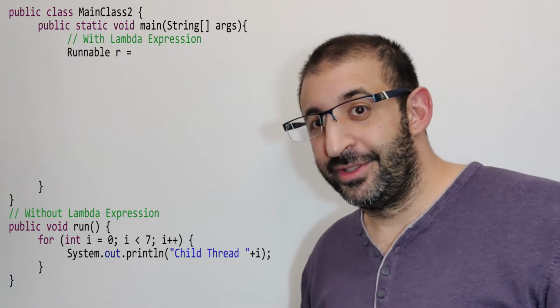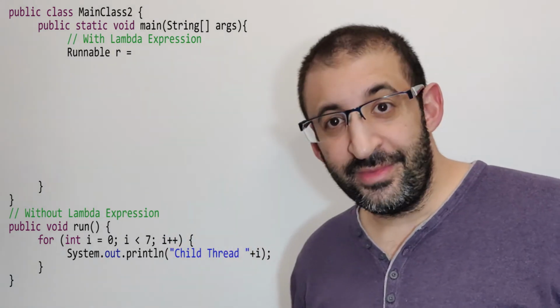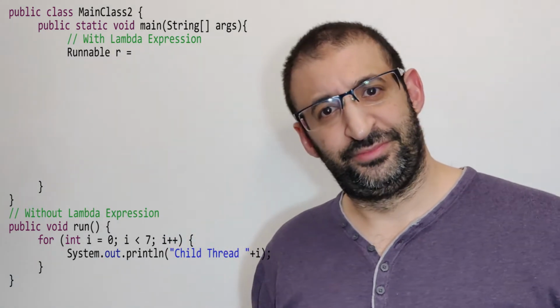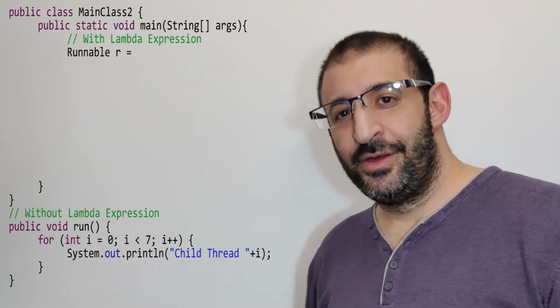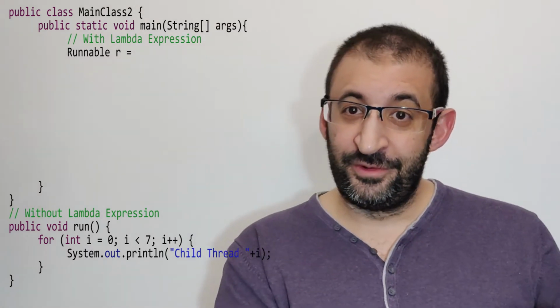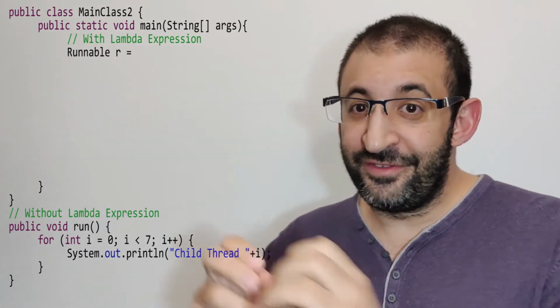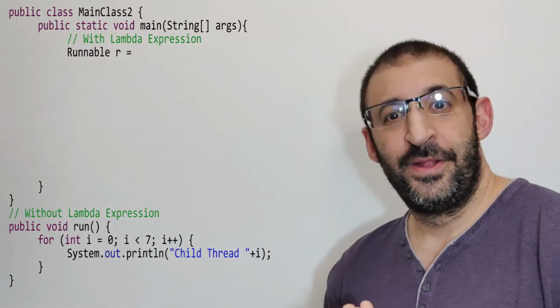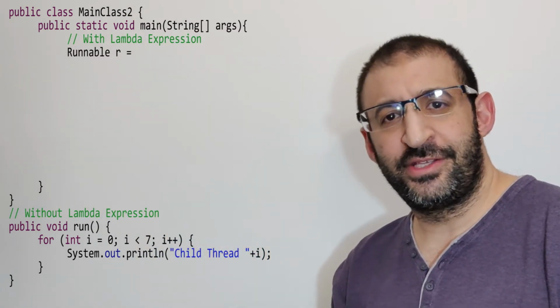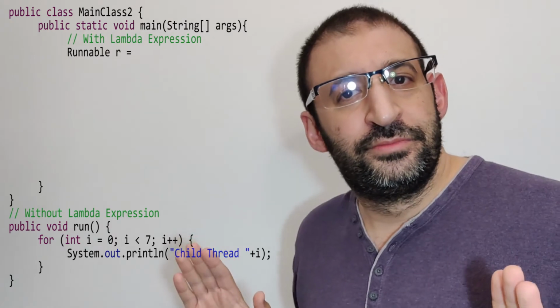So how to make a Lambda expression without implementing Runnable? In the main class too, in the main method, when I create the instance of Runnable, here I will define the Lambda expression. Okay, let's practice, or let's apply the rule step by step.